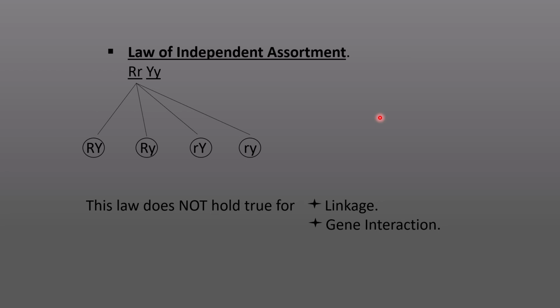But there are a few concepts that do not hold true for independent assortment, right? There is linkage and gene interaction. What actually happens in linkage is, say for example, these two are gene pairs governing two particular characters. This is for a round seed, or this is for red flower color, and this is for yellow pod color.